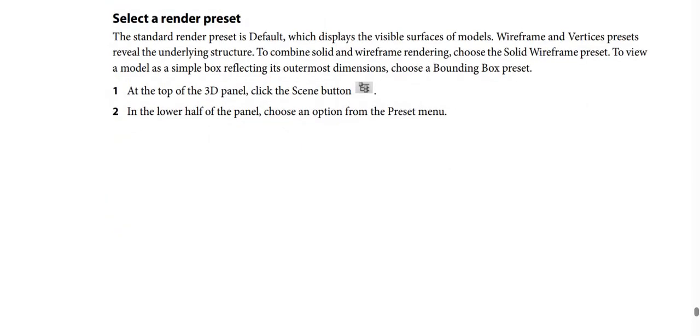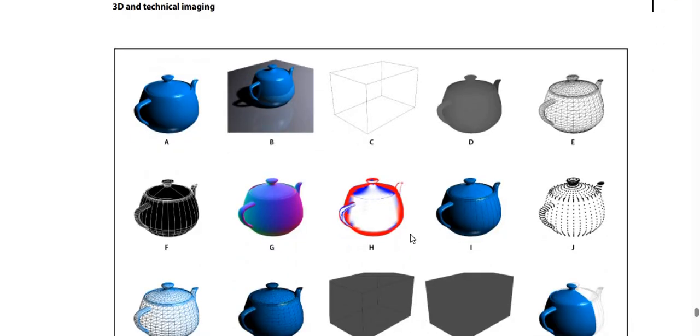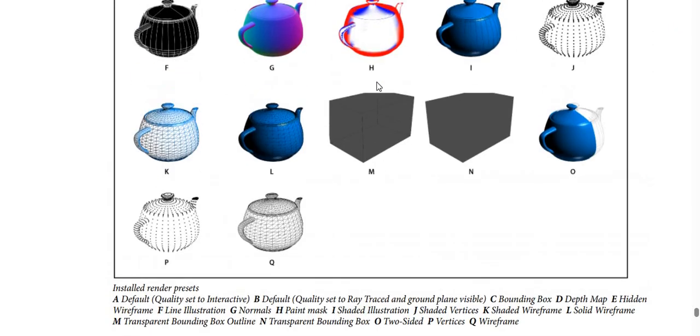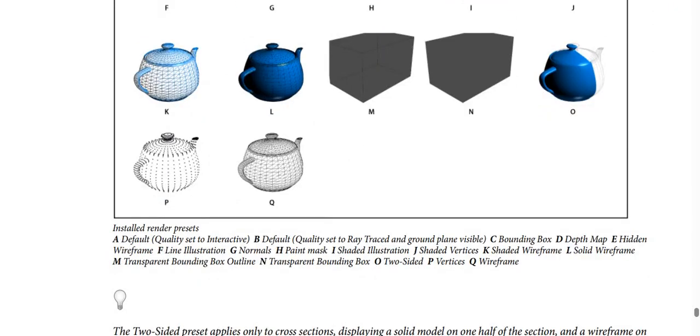We have steps here now. Step number 1. At the top of the 3D panel, you should click the scene button. Step number 2. In the lower half of the panel, you should choose an option from the preset menu, by the way. And like this screenshot now. This image now explains the installed render presets.